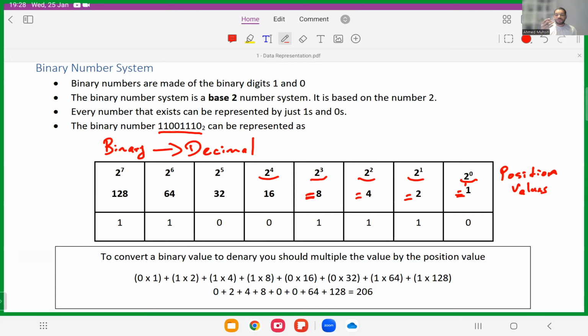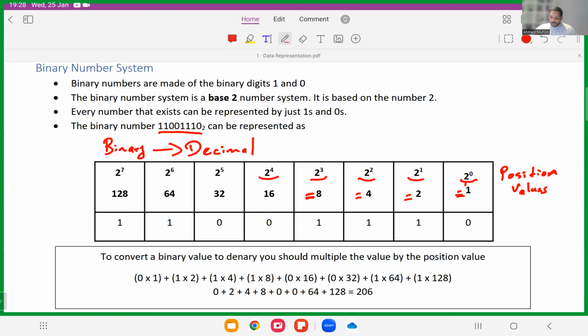I want you guys to again notice a pattern that's happening over here. If you look, you can see 1 became 2. Basically, it doubled, times 2. 2 became 4, it doubled. 4 became 8, it doubled. 8 became 16, it doubled. 16 became 32, it doubled. So I want you to notice the pattern with position values. When it comes to position values, each position value keeps getting doubled.